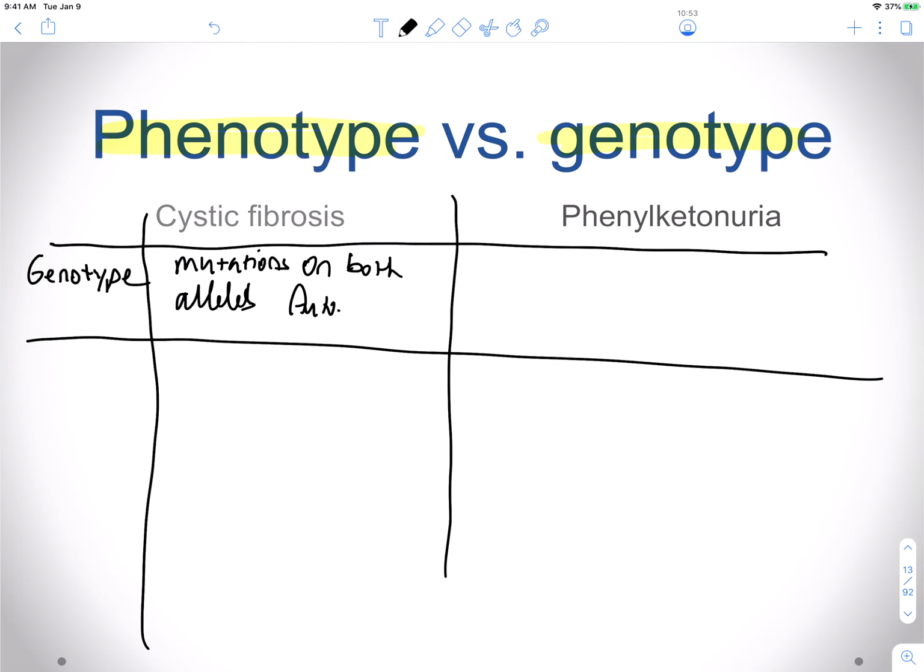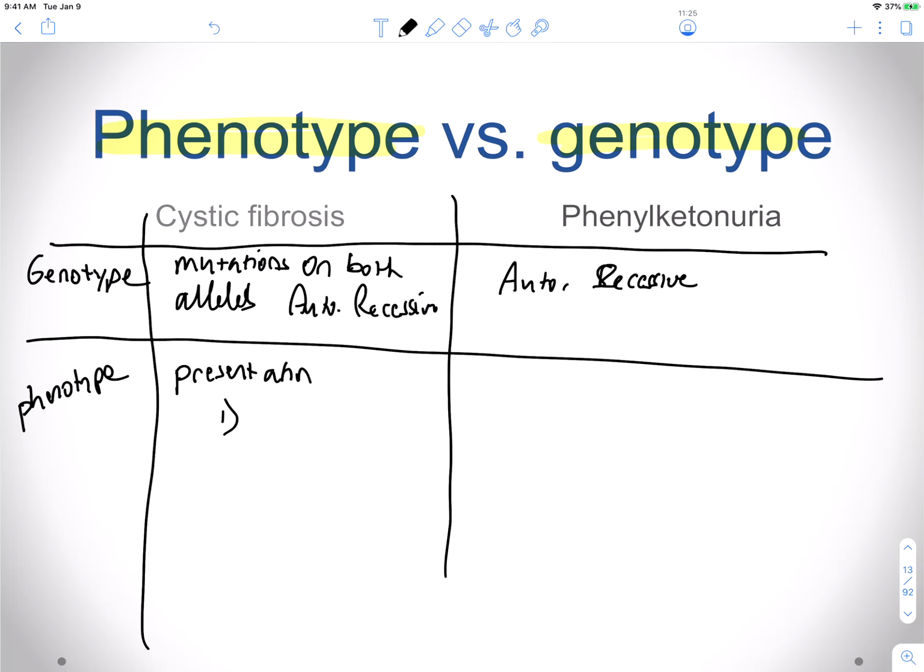So this is autosomal recessive. And then for PKU, you also have to have the presence of mutations on both alleles, so it is also autosomal recessive. So what's different is going to be the phenotype. Okay, so the presentation of the phenotype is going to have three different components.